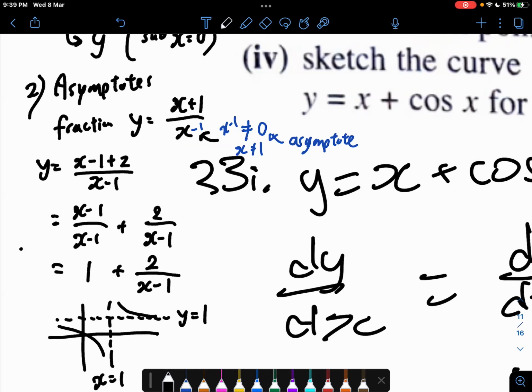Technically, I never teach you this formally because this is an H2 math topic. But I'll just let you know, graph sketching tricks: look out for asymptotes. Okay?